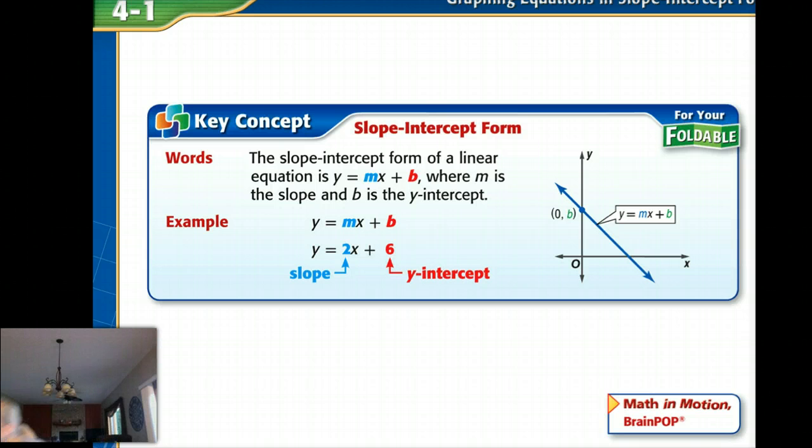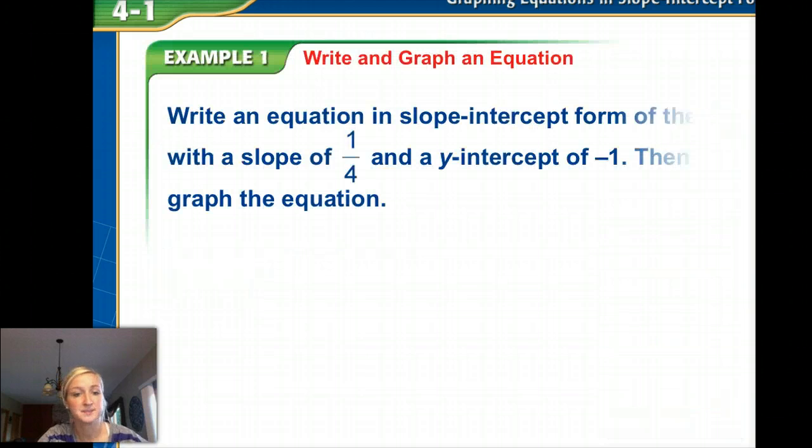Set Lucy down. So let's go ahead and get started with some examples.